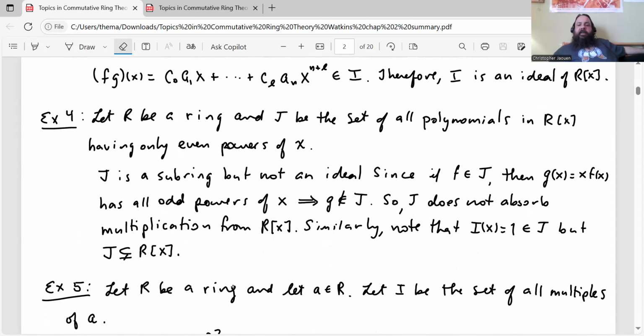Similarly, note that I of x, sorry, I think I just used this notation to denote the constant polynomial where the constant is one. So that's the multiplicative identity in the ring R of x, right? Notice that that is an element of J, but J is not the entire ring. That's just another way that you can see that J is not an ideal.